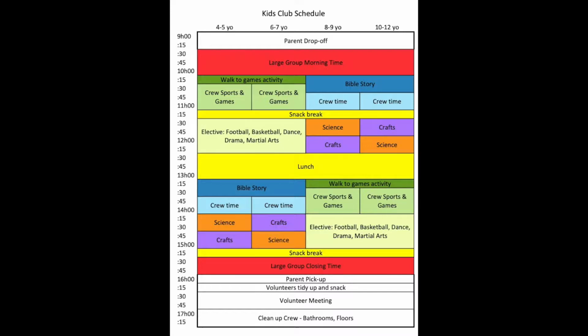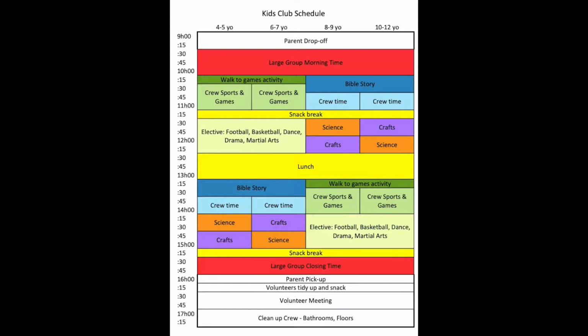The first row then begins at 9 o'clock and continues until 9:15. Reading it this way, you'll see that our large group morning time begins at 9:30 and the next activity begins at 10:15. Take a moment to find our morning snack break in yellow as an example. It begins at 11:15 and lasts for 15 minutes.